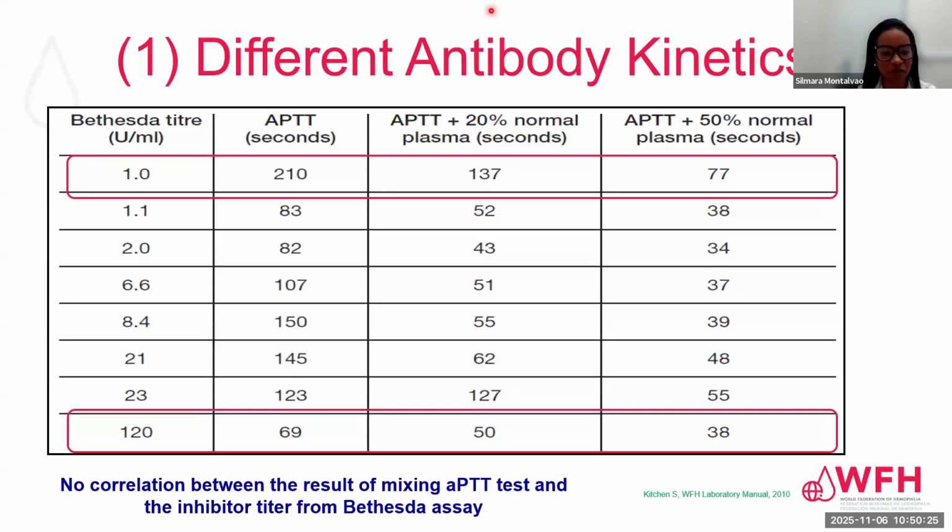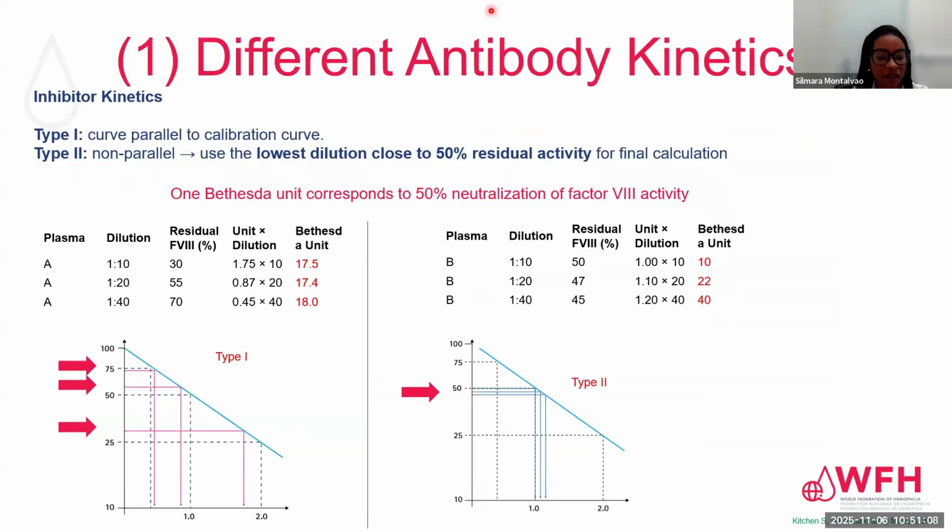When we move on to the strong Bethesda titer, as in this example, 120 Bethesda units, we have here 69 seconds, which is a minimal modification in the seconds on this APTT test. And in the mixing test, we can also see it. So here we can see no correlation between the results of the mixing APTT test and the inhibitor titer from the Bethesda assay. This is a typical situation when you have kinetic type 2. So in this case, you need to pay attention to make the right interpretation.